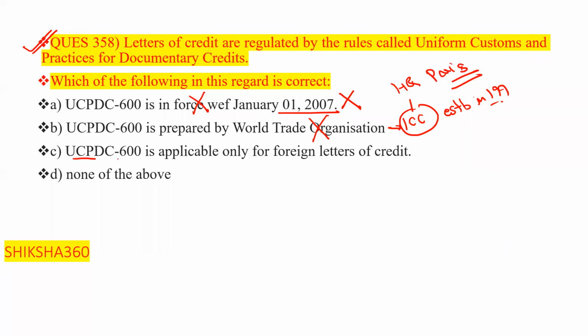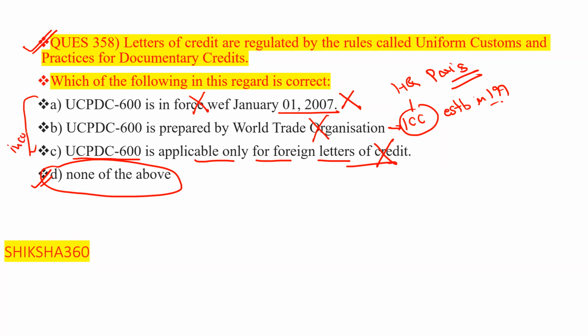The third option is UCPDC 600 is applicable only for foreign letters of credit. This one is also wrong. So option number D is the correct answer, that is none of the above. All the options A, B, and C are incorrect here.